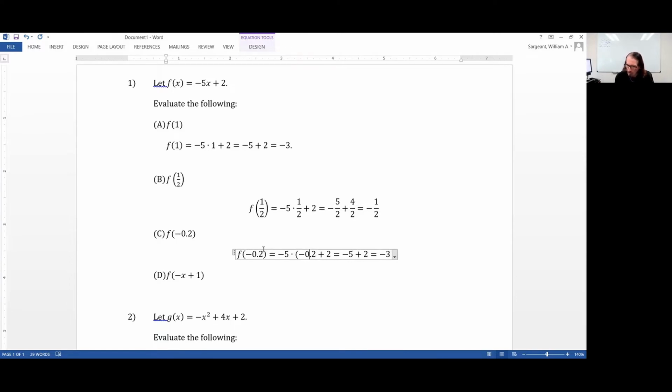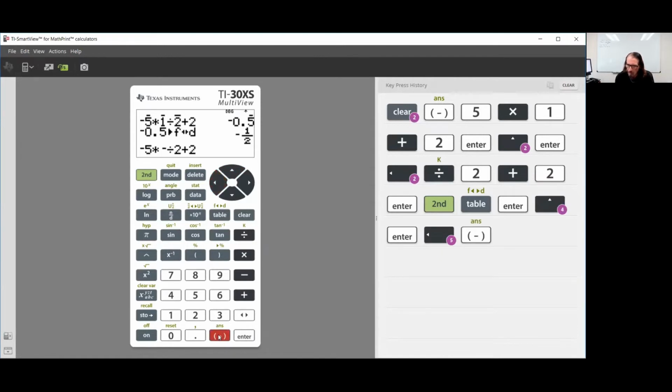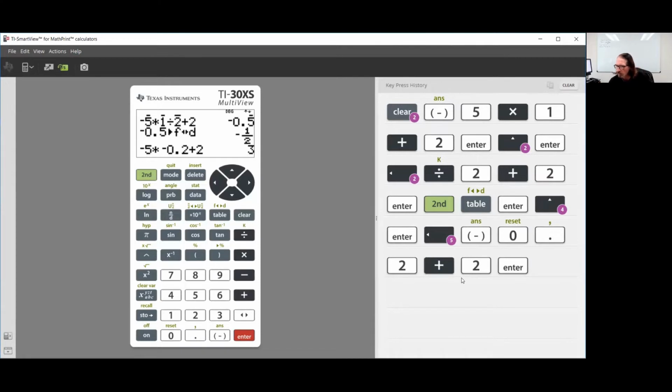Negative times a negative is going to give us positive, and it should be that that's just 1. So 1 plus 2 is positive 3. Let's check that. So putting in negative 0.2, negative sign, not minus sign, and add 2 again. There's our answer of positive 3 as expected.